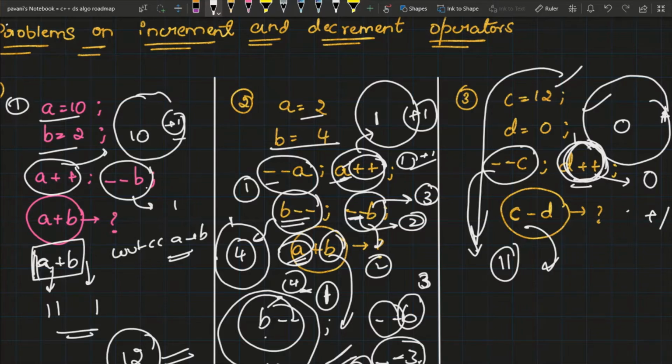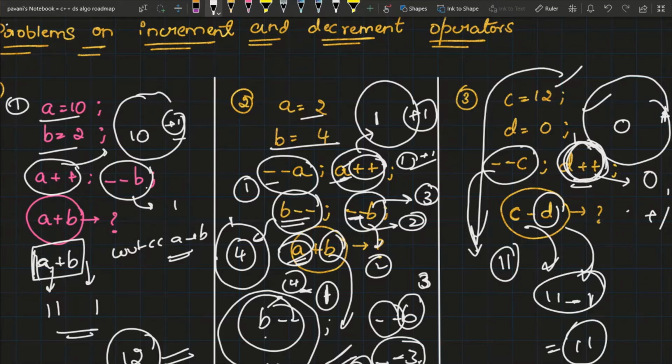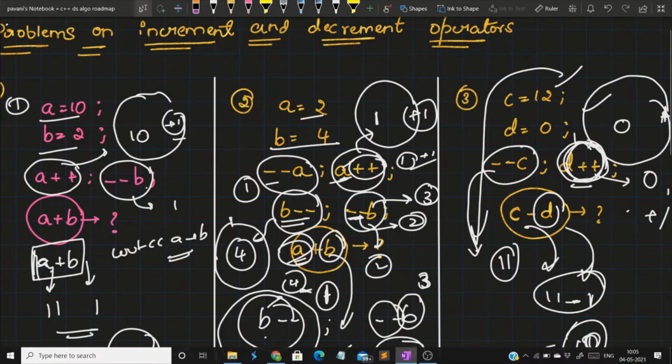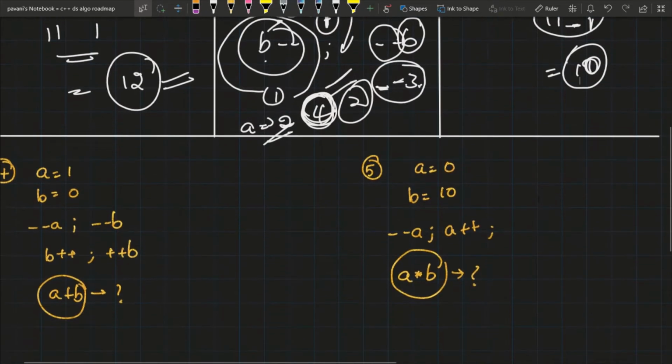Here the value of C is 11 and minus D. The compiler saw D again, so 1 will be added, and 1. The output is 10. Don't worry, we'll write code for these problems also. Once we'll explain, that's it.